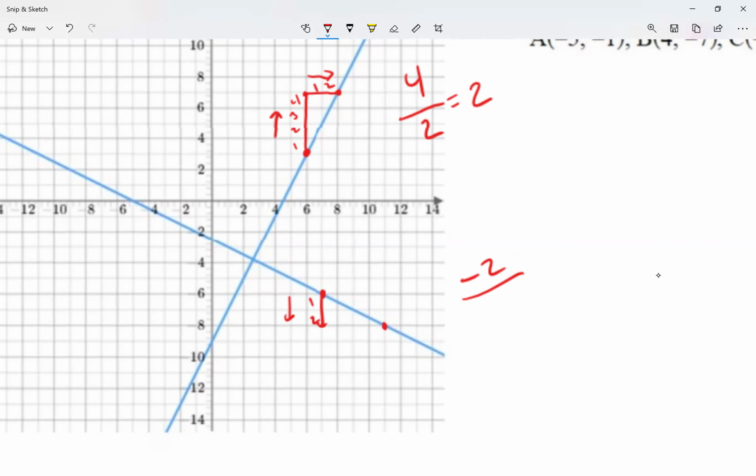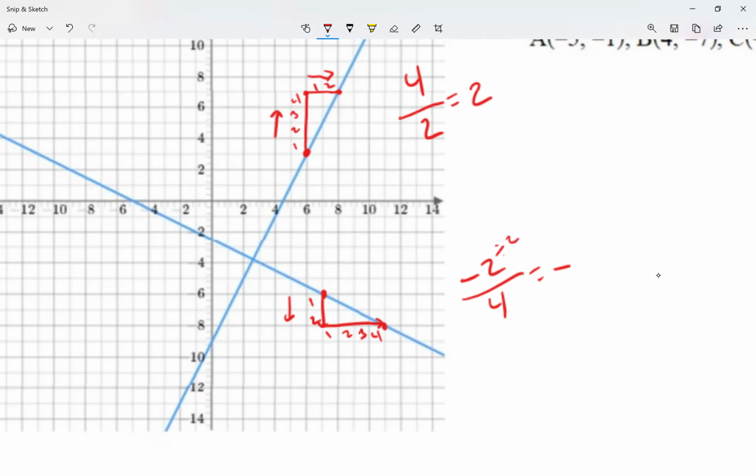And then I travel to the right. Again, I'm traveling from one point to the other. I count my squares. 1, 2, 3, 4. Now, -2/4, it's a negative.